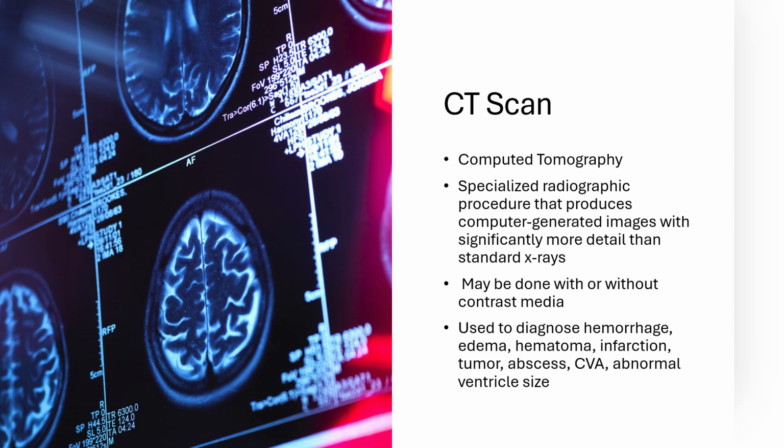A CAT scan gives detailed images of the brain and can identify things like hemorrhage, tumors, strokes, or abnormal ventricles. It stands for computed tomography scan, and they are specialized radiographic procedures that produce computer-generated images with significantly more detail than an X-ray. It may be done with or without contrast. They're used to diagnose a number of things within the brain as well as other body parts.